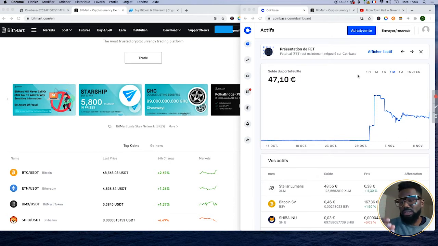Stellar Lumen is a network, a protocol that was created to allow people to send money very fast and with lower fees. Okay, and that's the reason I think that the Acorn uses the Stellar network.